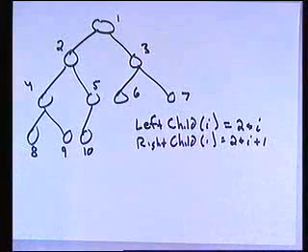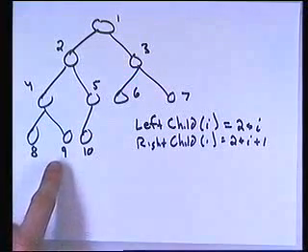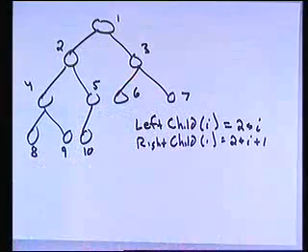And we can see that in the picture as well. 2 times 4 plus 1 is 9. 2 times 2 plus 1 is 5. 2 times 3 plus 1 is 7.